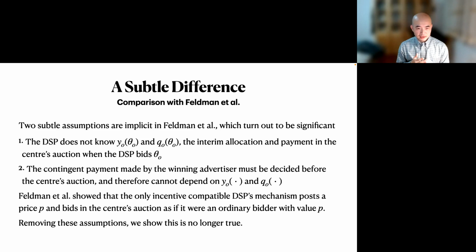By the way, I'm sorry, I'm saying two things at the same time. One thing I want to make sure is to make it clear that it's these two assumptions implicit in Feldman et al. that differentiated our work and led to different results. Then I'm starting another thread, which is to explain why it is suboptimal for the DSP to always bid the contingent payment in the center's auction.